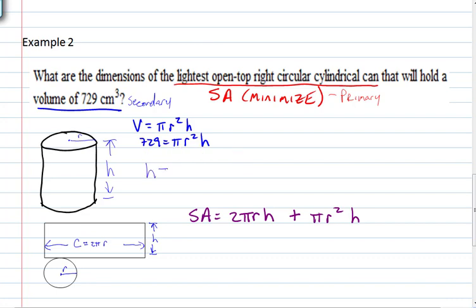We know that h is 729 over pi r squared, right? I'm going to take this value for h, and I'm going to plug it into this equation right here and right here.